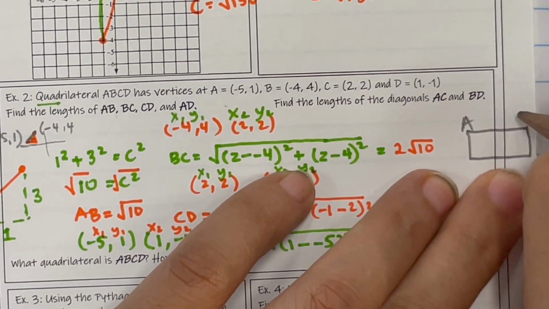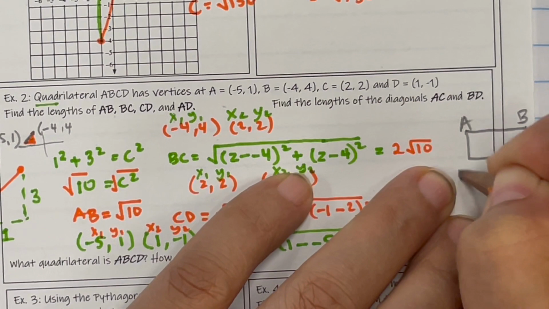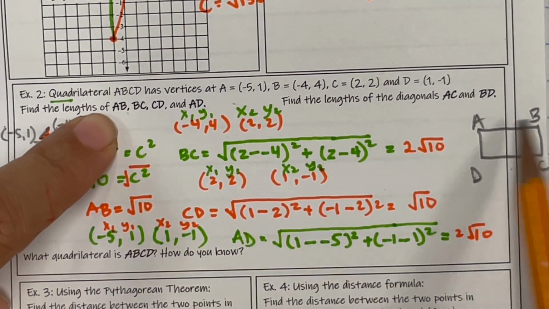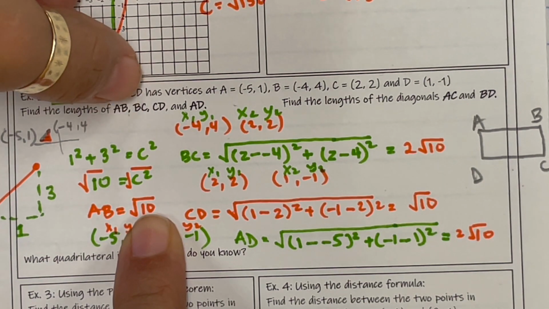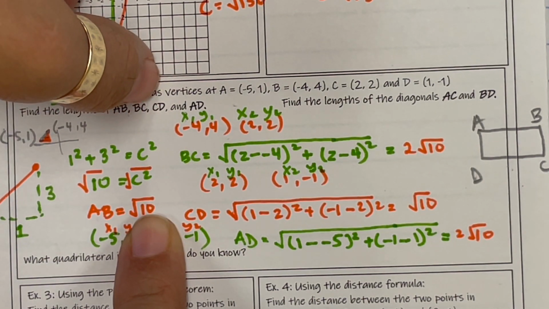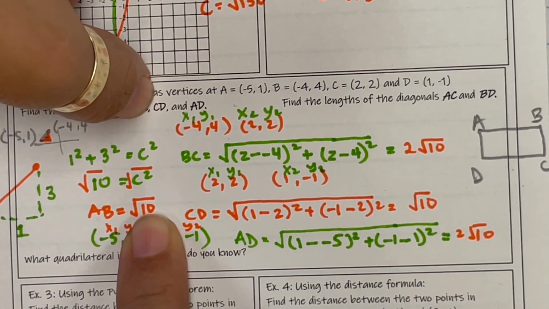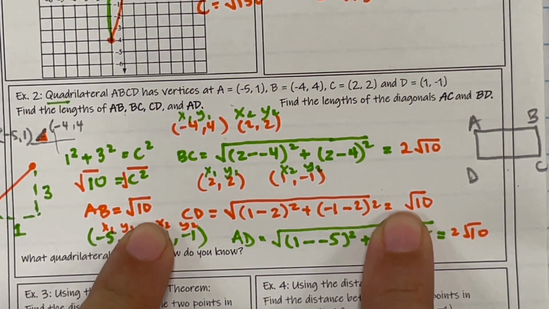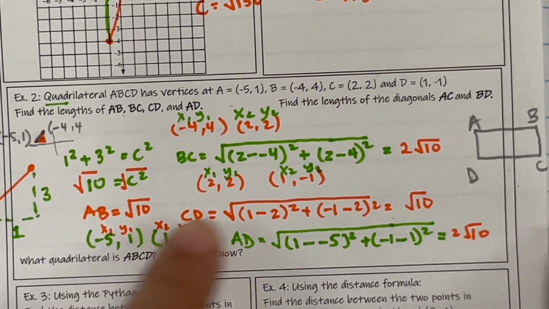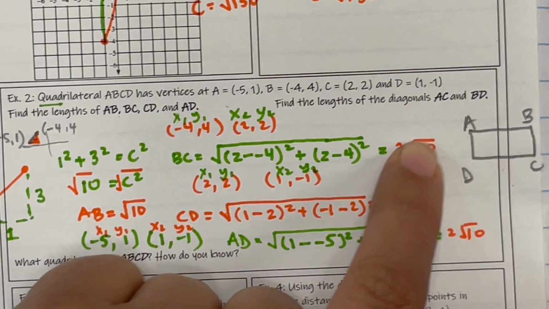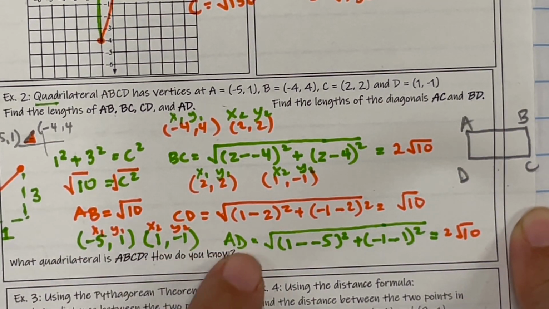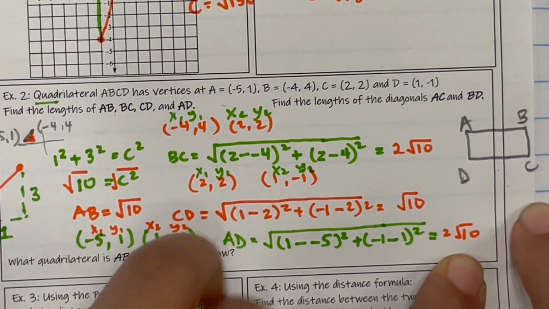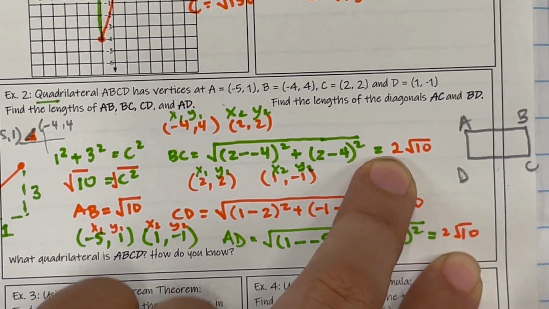So let's label this A, B, C, D. So AB is the same as DC. So AB, which is radical 10, is the same as DC, which is the same as CD. So CD, which is also radical 10. So they're both radical 10. And then these 2 sides are the same. So AD and BC. So AD is this, and BC is this. So opposite sides are the same.